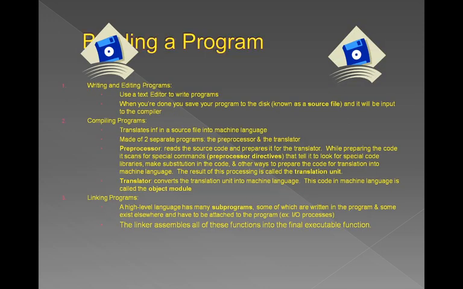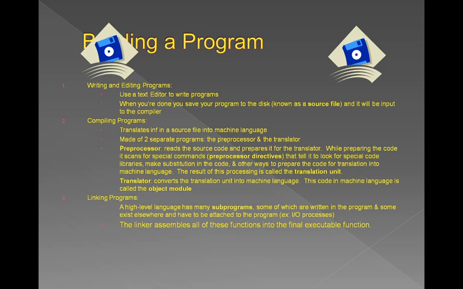Next is reading a program, writing and editing programs. Use a text editor to write programs. When you are done, you save the program to disk and it will be input to the compiler. Compiling translates the source file into machine language, made of two separate programs, preprocessor and translator. The preprocessor reads the source code and prepares it for the translator.